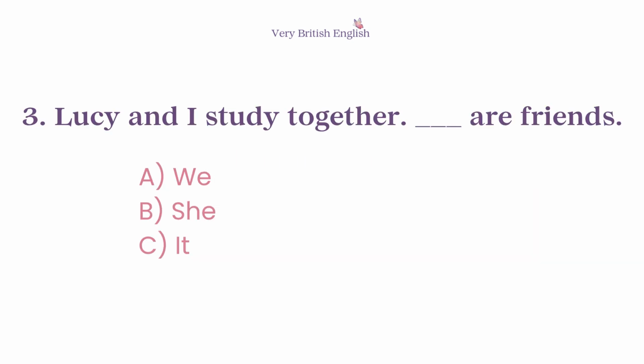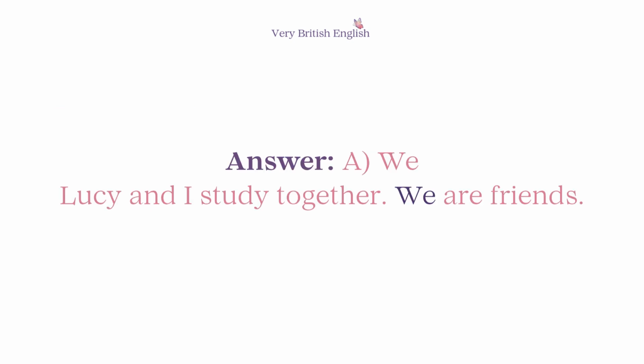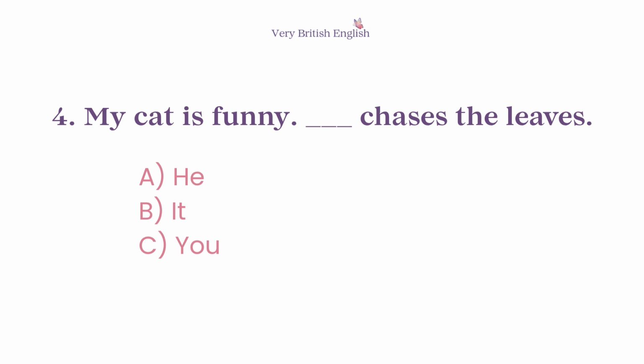Lucy and I study together. A, we are friends. B, she are friends. C, it are friends. And the correct answer is A, we. Lucy and I study together. We are friends.